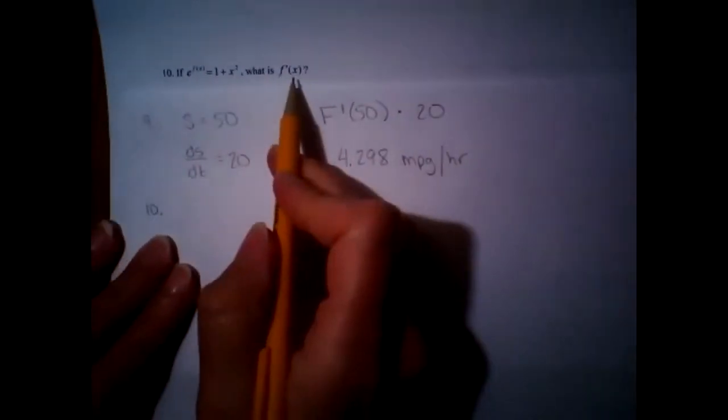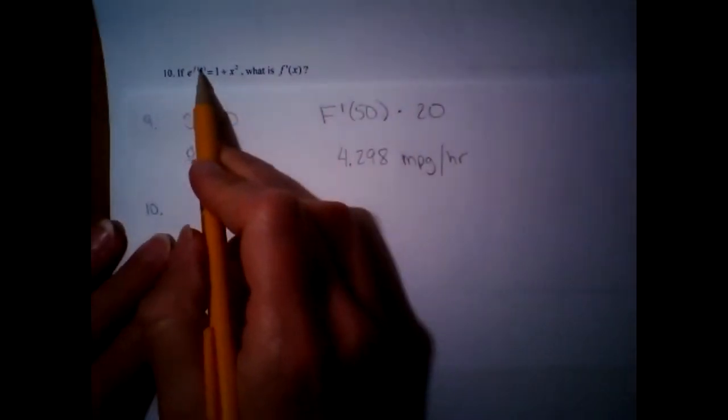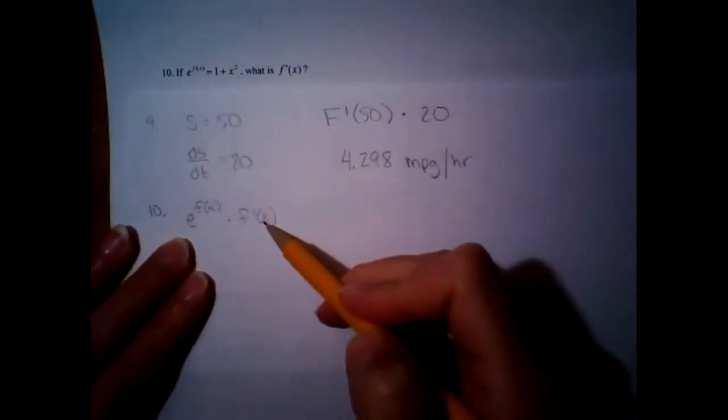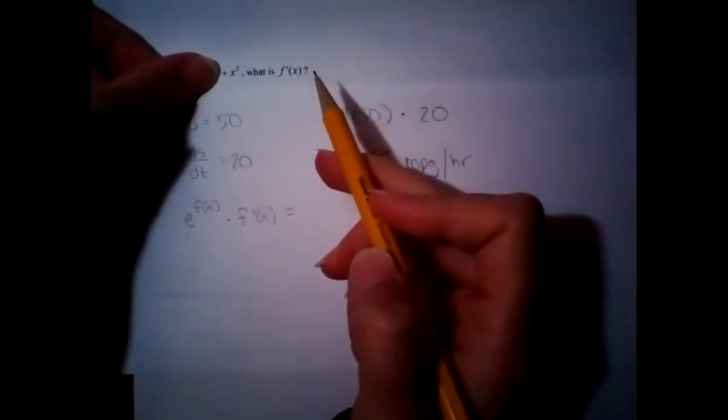All right. And then lastly, number 10. If all that is true, find the derivative. Okay. E to the f of x, that's going to be itself, and then you chain on the derivative of f. So e is itself, and then you chain on the derivative of f, which is f prime. Equals, all right, 1 is a constant, so that's gone. And then the derivative of x squared is 2x.